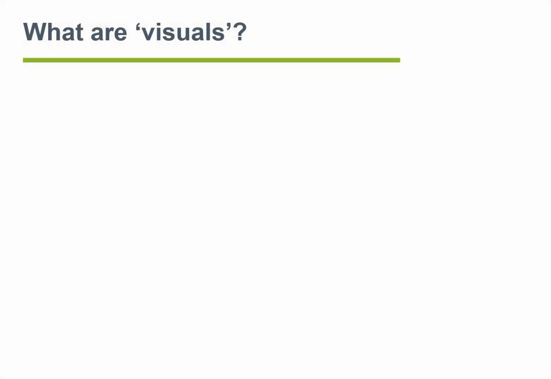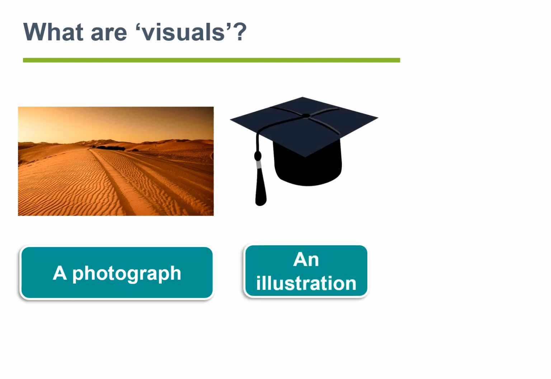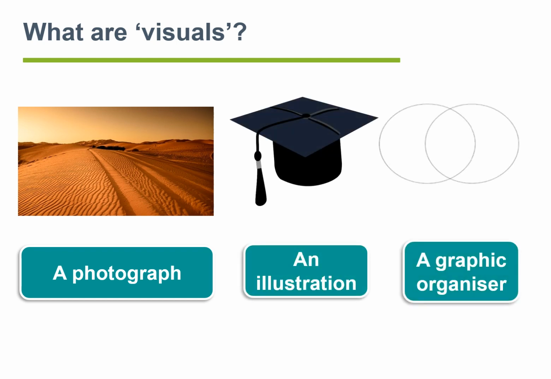For the purposes of teaching and learning, three types of visuals are recognized. The first one is a photograph. The second one is an illustration, a drawing, but not a camera image. And the third is a graphic organizer, a specific type of drawing, such as a Venn diagram or a chart.